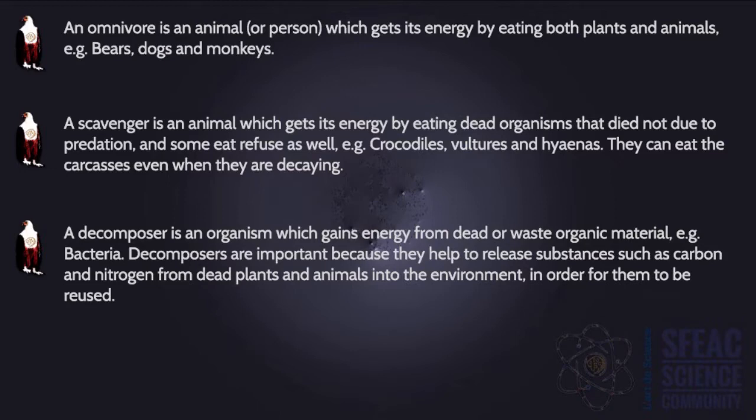Then a scavenger is an animal which gets its energy by eating dead organisms that died not due to predation, which is what carnivores do. They go and hunt. There'll be predators, and we have the prey which they hunt on. We'll look at it later on when we look at some food chains and food webs. And some eat refuse as well. For example, crocodiles, vultures, and hyenas.